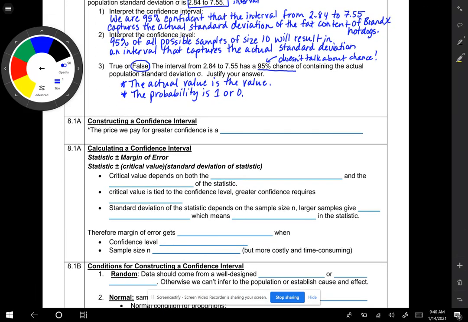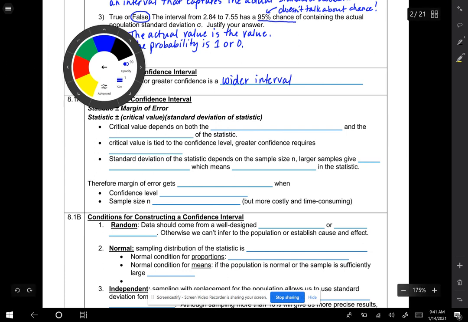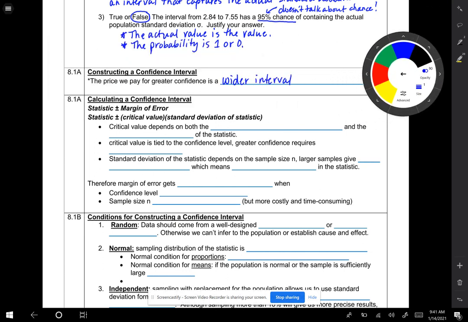Like I mentioned earlier, the price we pay for greater confidence: if we increase our confidence, we will have a wider interval, which might not tell us anything about the population. And our last little thing is how to calculate a confidence interval. The confidence interval is the statistic, which is your point estimate we mentioned at the beginning. So it's going to be your X bar or P hat. In this unit, we'll be concerned with P hat, plus or minus a margin of error. The margin of error is found by taking what is known as a critical value and multiplying it by the standard deviation of the statistic. So this is the margin of error. That's what I'll label it as. The critical value depends on both the confidence level C and the sampling distribution of the statistic.